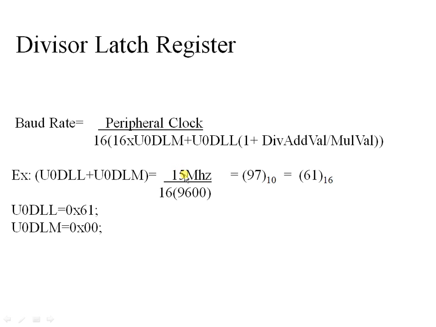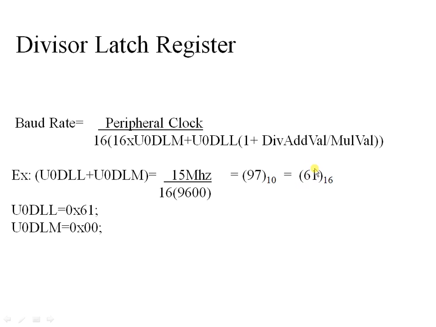You can program it, and then 16 into 9600. This is the baud rate for which I am calculating. I want to calculate DLL and DLM. In this case, I'm using UART 0, so that's the reason I'm going with U0DLL and U0DLM here. I've calculated this value, got a value in decimal, and converted it into hexadecimal. So this is the value which I got.